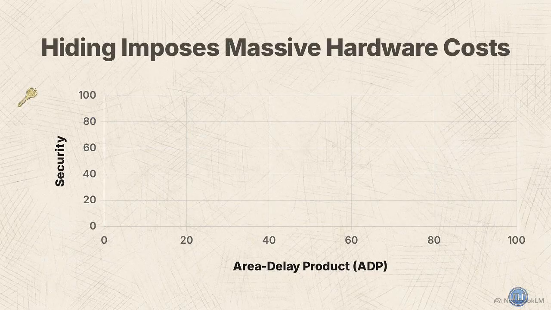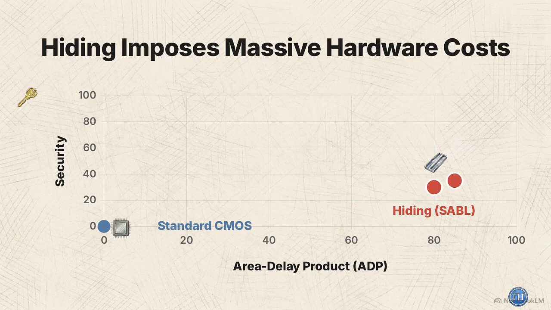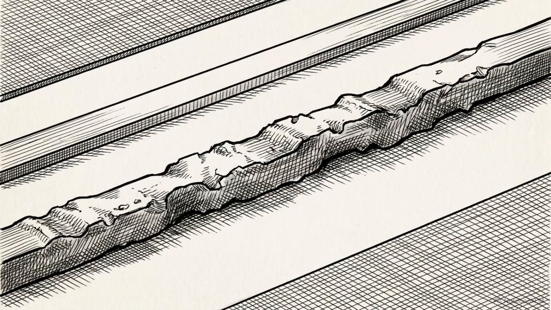This scatter plot evaluates countermeasures, area delay product on the x-axis versus security on the y-axis. Standard CMOS establishes our baseline at the origin. Pure hiding techniques like SABL illustrate the cost of hardware security, requiring massive leaps in physical area for only moderate security gains. These hiding techniques plateau on the security axis precisely because of the capacitive mismatches and routing imperfections we examined earlier.